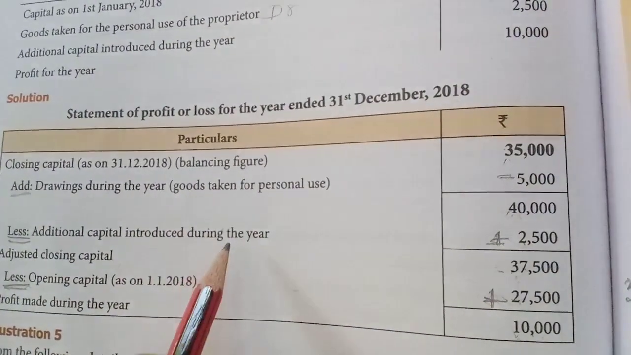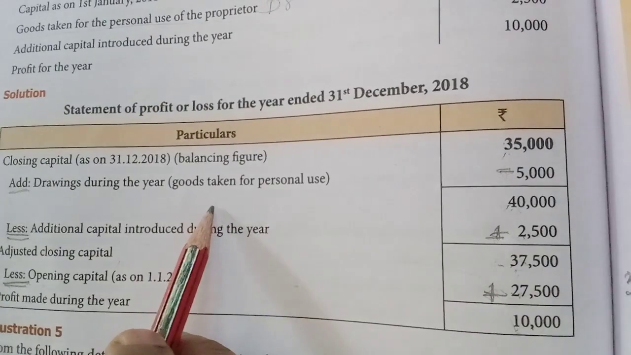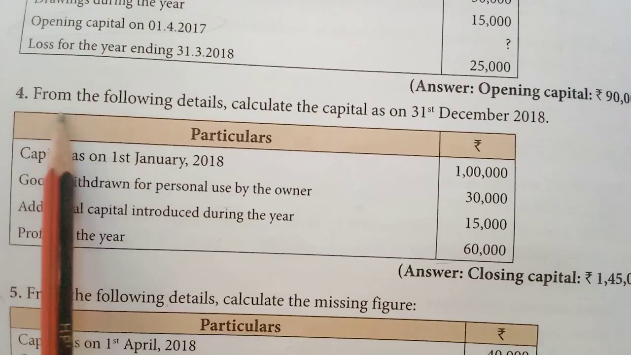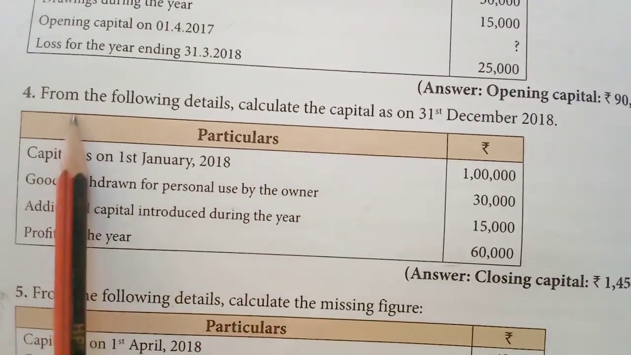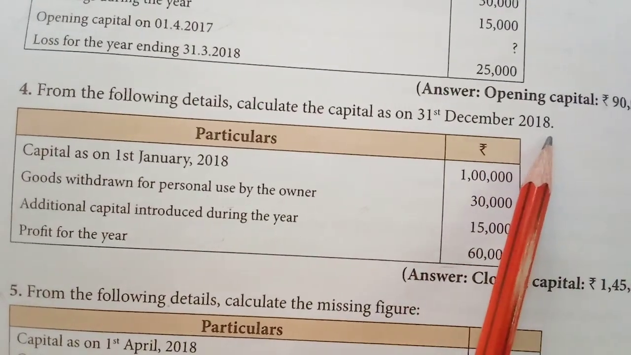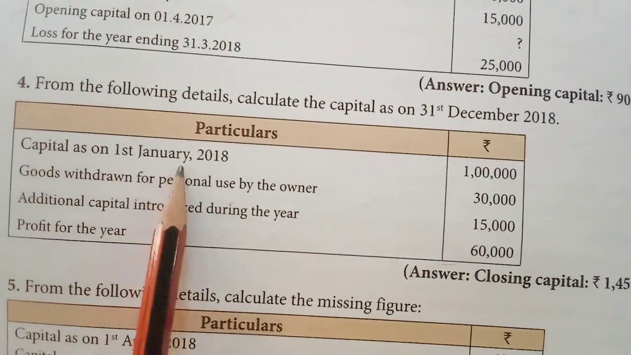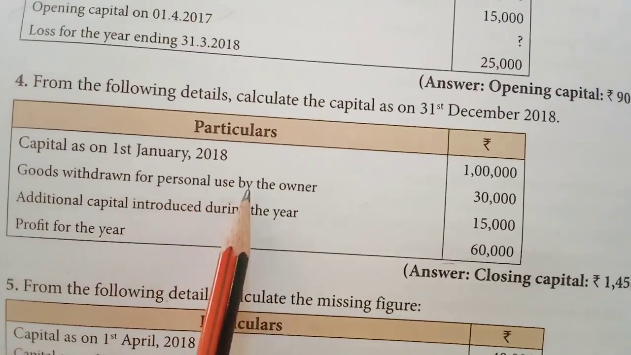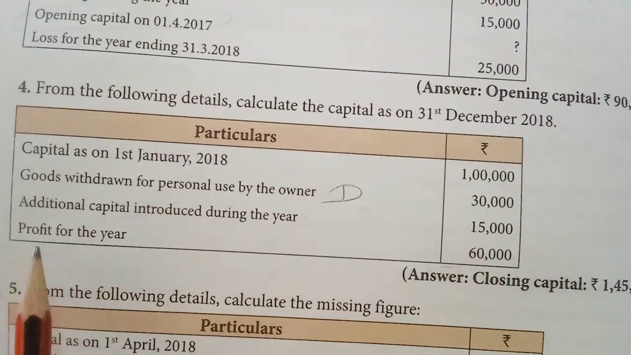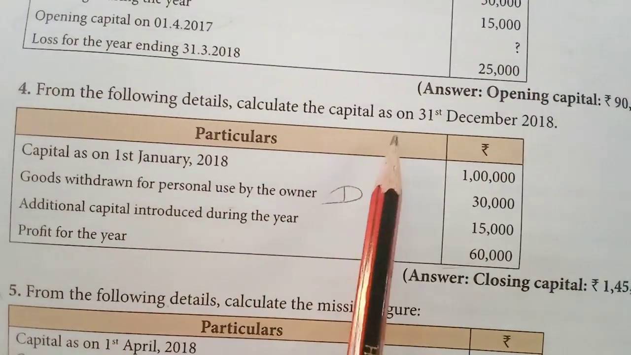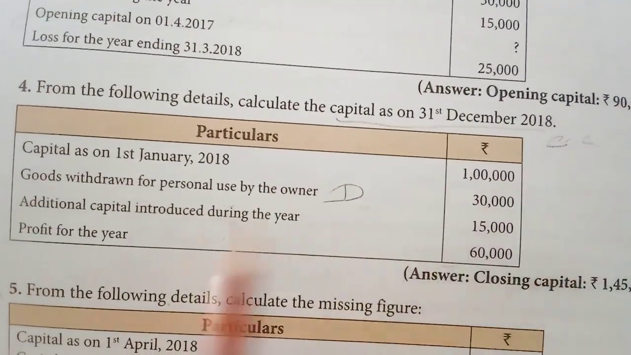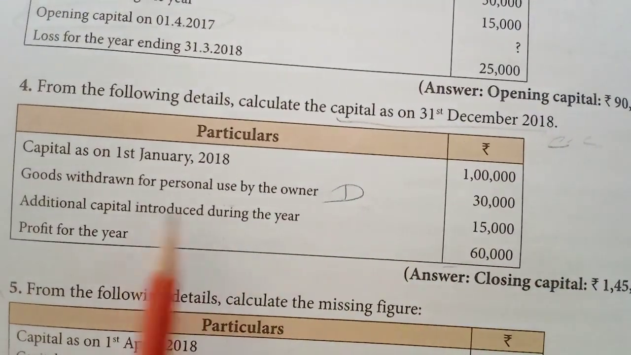In the same way, shall we see the fourth exercise? I will do and show. Okay. I will read the fourth exercise. From the following details, calculate the capital as on 31st December 2018. Capital, opening capital is given. Goods withdrawn for personal use, that is the drawings. Then additional capital 15,000, profit given. They have asked for the capital as on 31st December, that is the closing capital. Now shall I do and show to you?